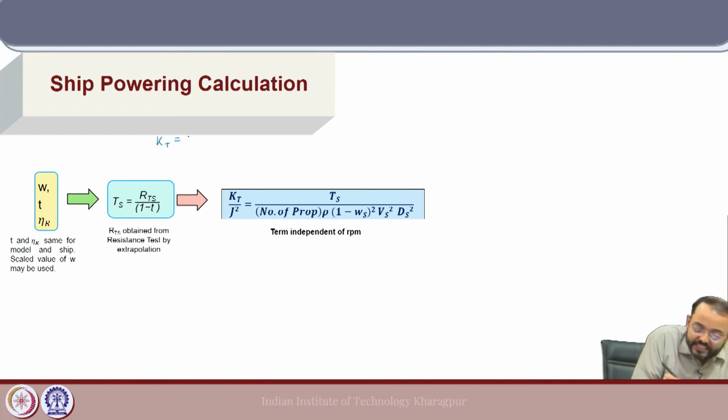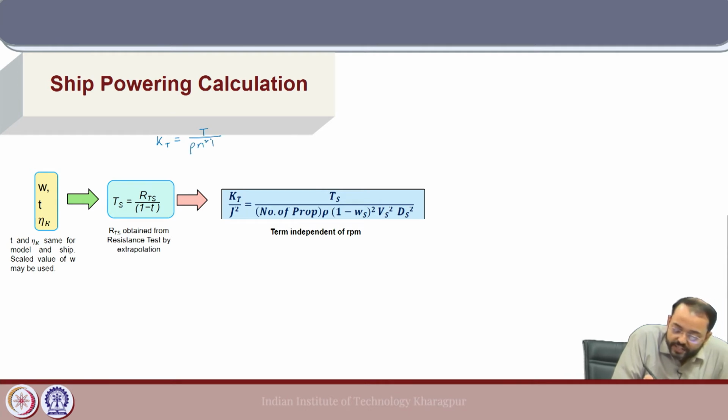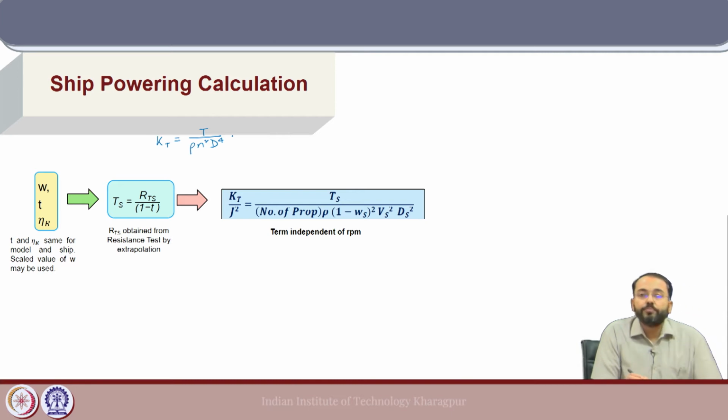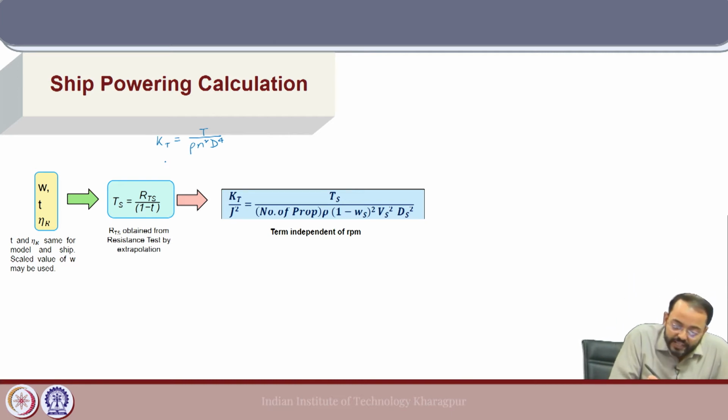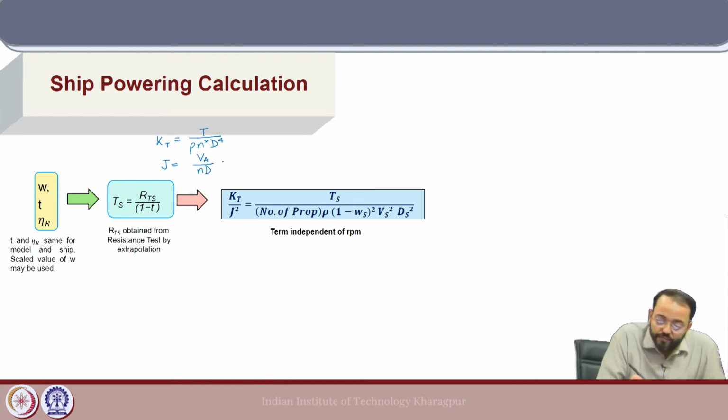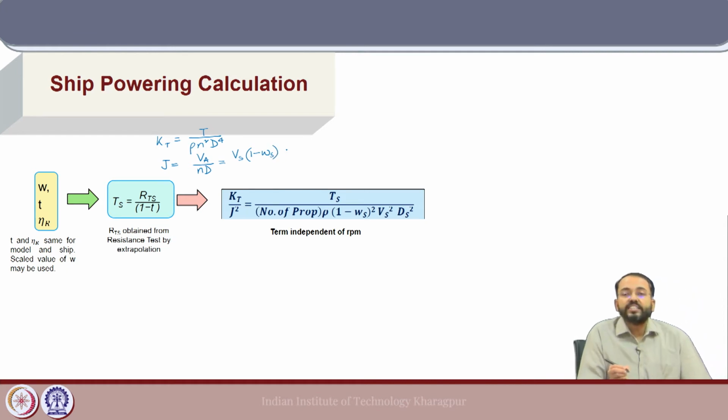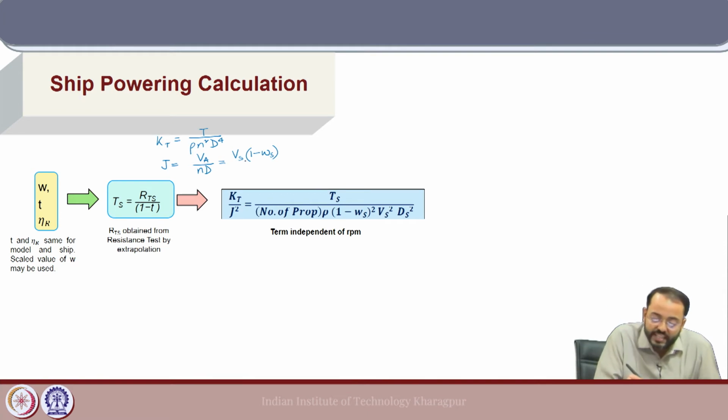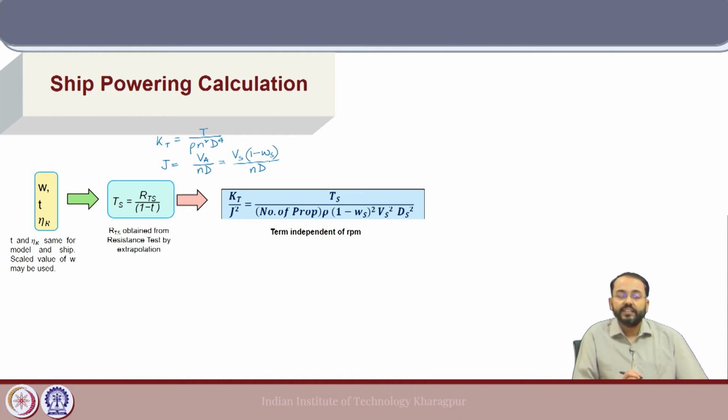Now, Kt is thrust by rho n square diameter to the power 4, and J is Va by nD, where Va is velocity of the ship into 1 minus wake fraction. We can write wake fraction with a suffix s for the full scale, by nD, right.